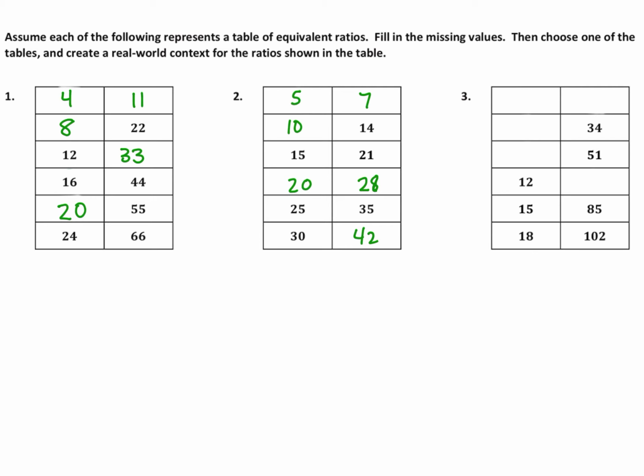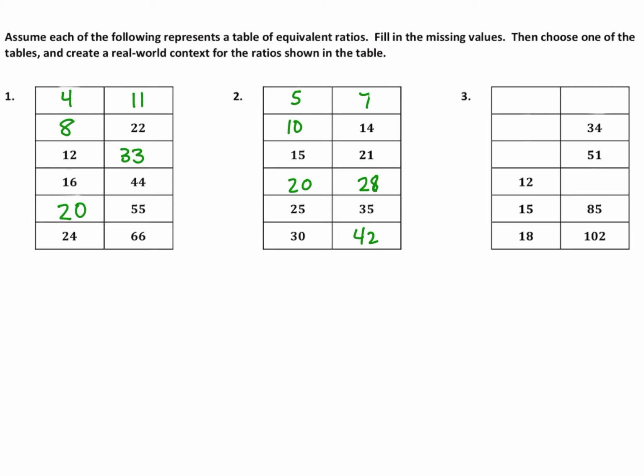We can check our work. 5 times 3 is 15. 7 times 3 is 21. 5 times 2 is 10. 7 times 2 is 14. 5 times 4 is 20. 7 times 4 is 28. 5 times 5 is 25. 7 times 5 is 35.